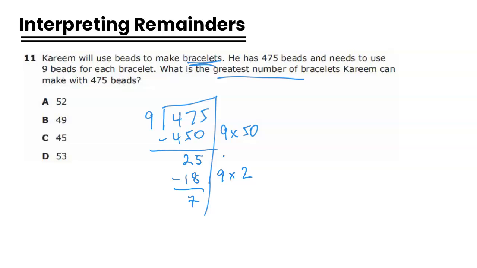And so we know that we're not going to be able to make an entire bracelet with those 7 beads that are left over. And so the total number of complete bracelets that we'll be able to make is going to be 50 plus 2 when we add together our partial quotients, which of course will be 52 and letter A. You'll notice that 53 is an answer choice, and that's for the student that believes that we take that remainder of 7 and use that to increase the quotient. But of course, that's not what we're doing here because of the parameters of the problem.